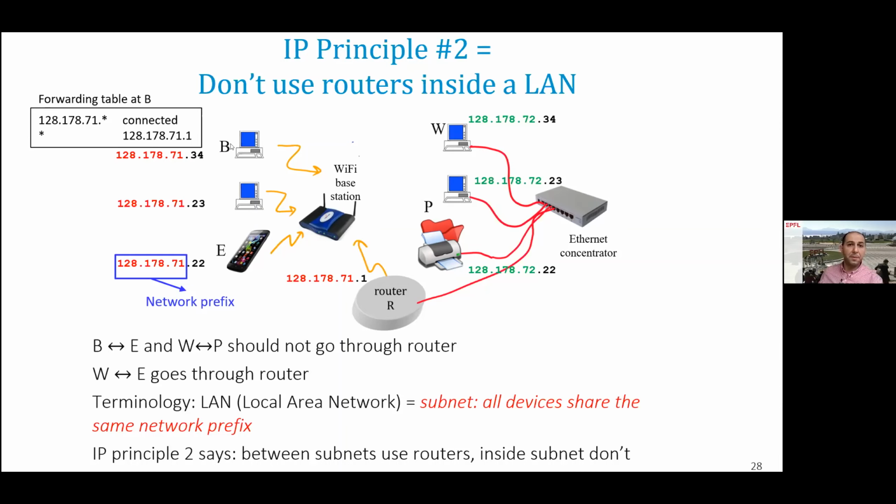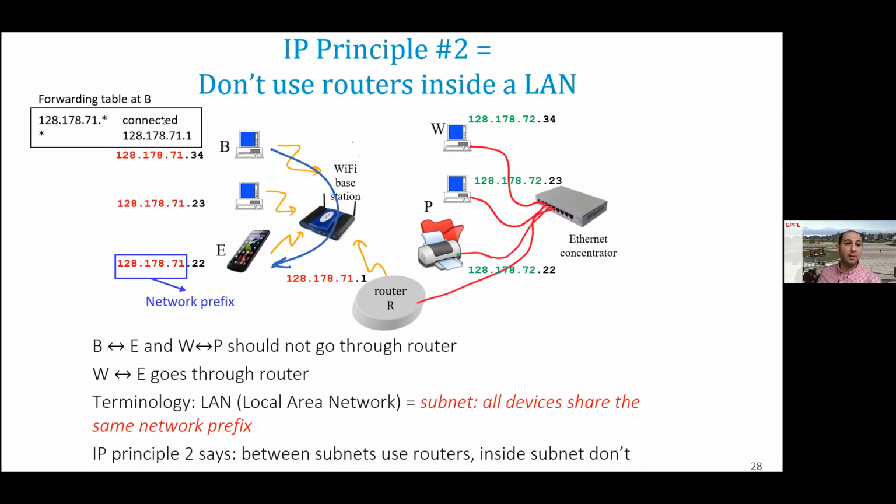Now, what happens if B wants to talk to W? Actually, let us take a simple case. B wants to talk to E. B will look at the destination address of E, which is 128.178.71.22, and compare it against its local forwarding table, because we said every machine connected to the network has to have a forwarding table. Whether it's big or small depends on where the machine is placed, but usually for end devices, the forwarding table has only 2 entries.